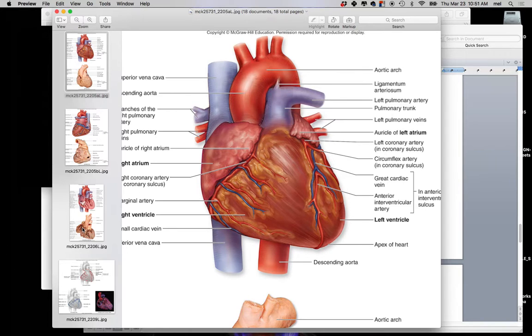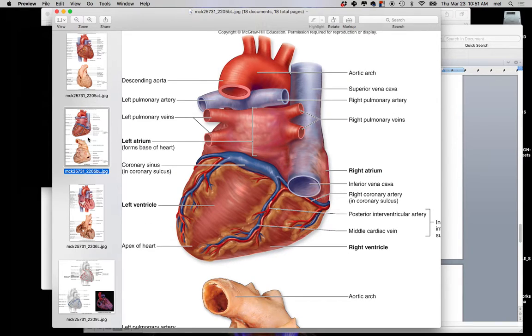And then if you flip it around the backside, you'll see the rest of them. This guy right here is running with the posterior interventricular artery in the posterior interventricular sulcus. What is that one? That's the middle, yeah? That's the middle, and it dumps into the coronary sinus, yeah? And then the coronary sinus dumps into the right atrium. Good? Okay, so this is your first blood trace that you are going to do.